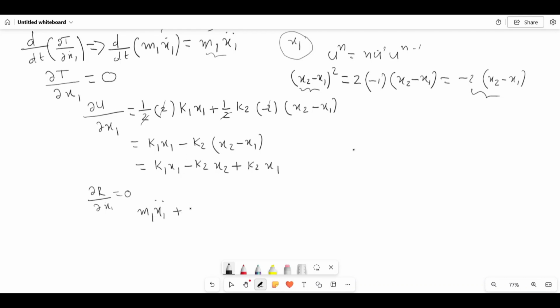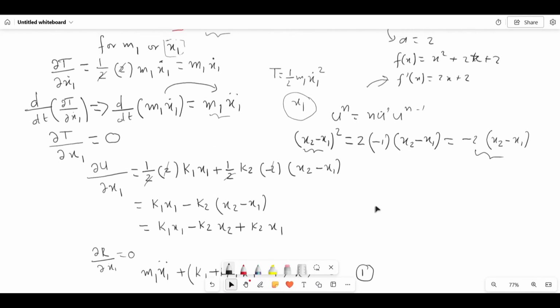Plus, what can I do here? I have x1 here and x1 here. I can make them subject of the formula. Do you agree? I will have k1 plus k2 multiplied by x1 minus k2 x2 to be equal to 0. So this is your equation 1 of this system. This is how you do it.